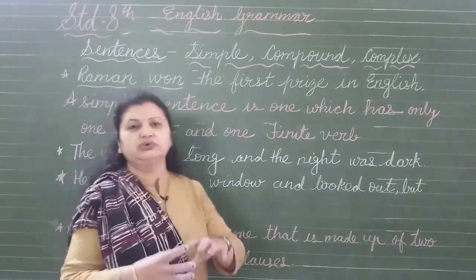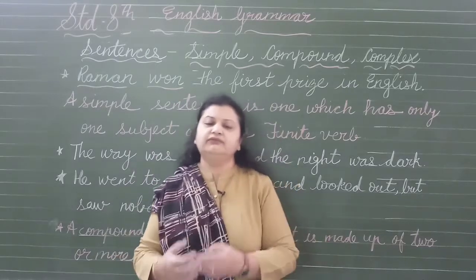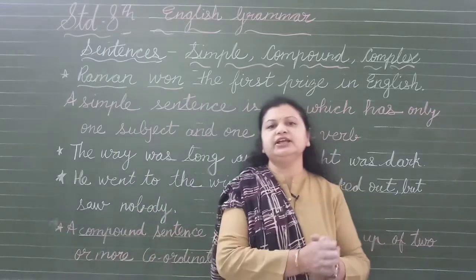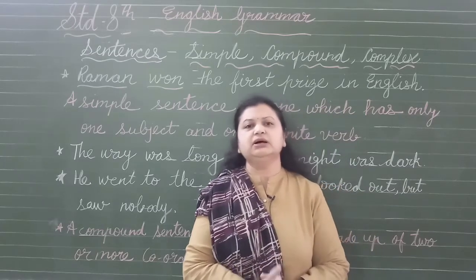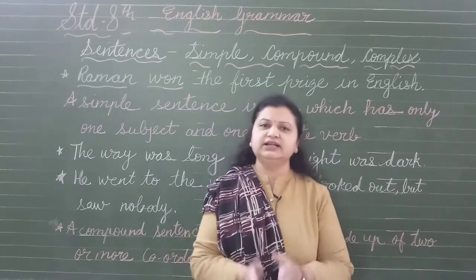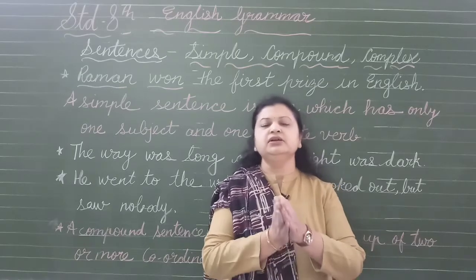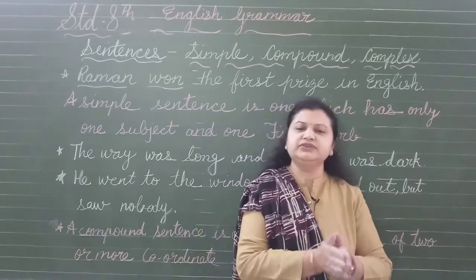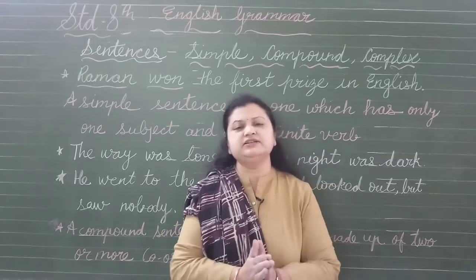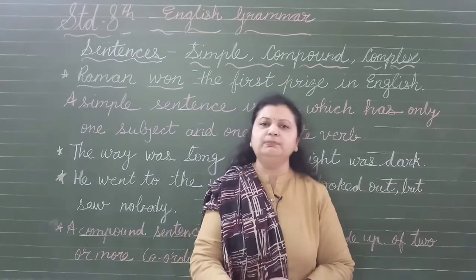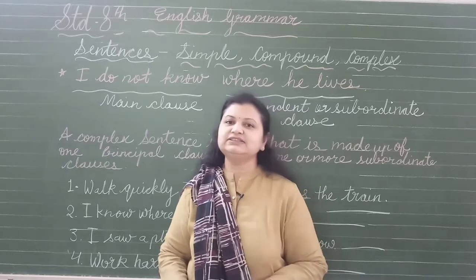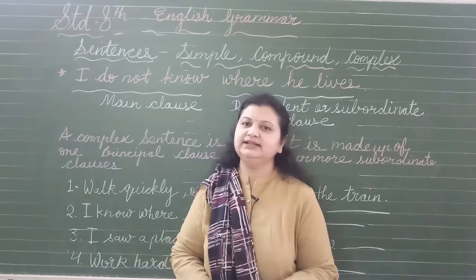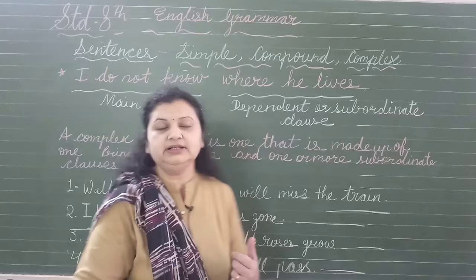So when you see more than one clause in one sentence, then it will be a compound sentence. The sentence which has more than one clause and which can stand alone without any support is called a compound sentence. Now students, the last one is the complex sentence, and I will explain that.